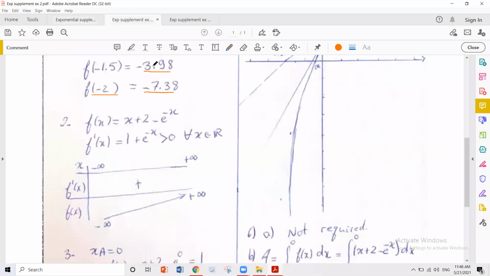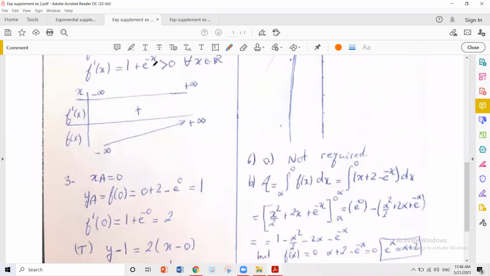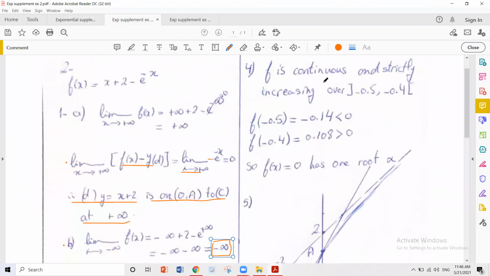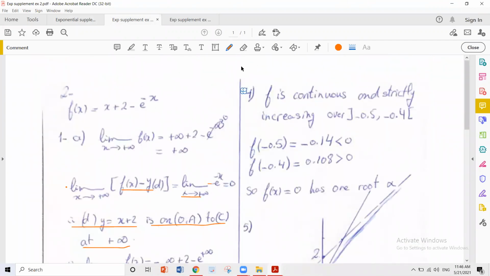We say monotone and increasing, we take f of minus 0.5. We say continuous and monotone. Okay. So f is continuous and strictly increasing over minus 0.5, minus 0.4. f of minus 0.5 is minus 0.14, negative. f of minus 0.4 equals 0.108, which is positive. So f(x) equals 0 has 1 root alpha.